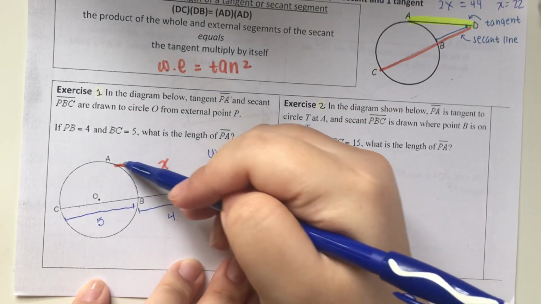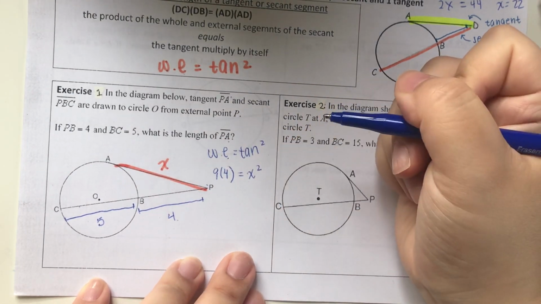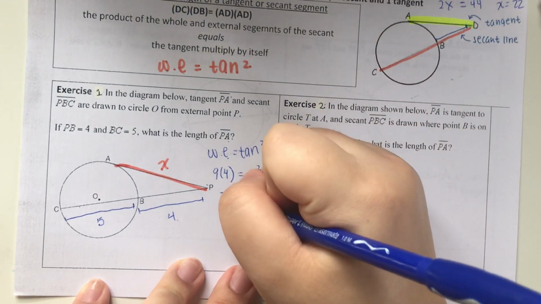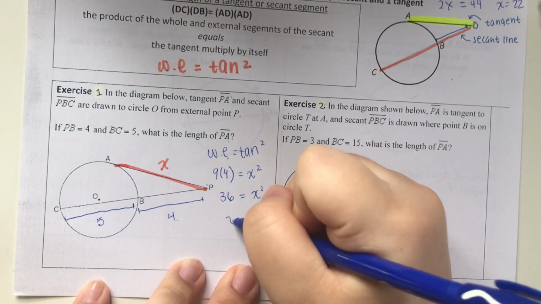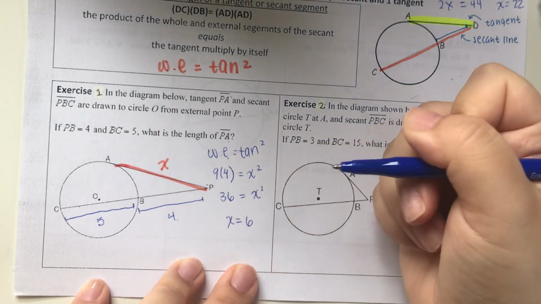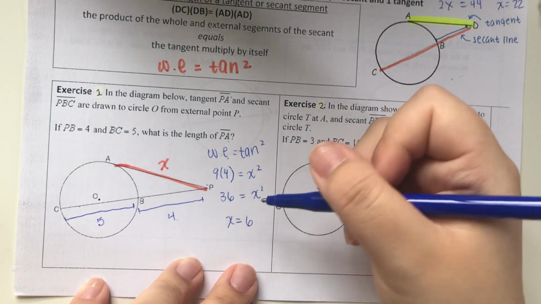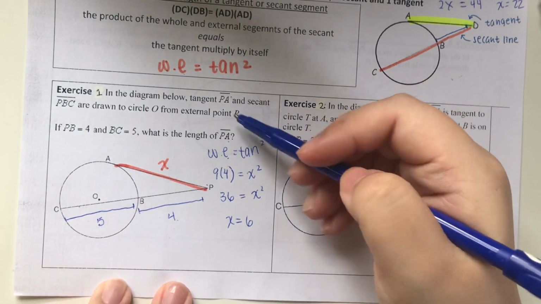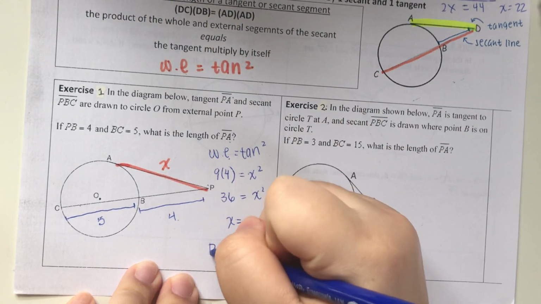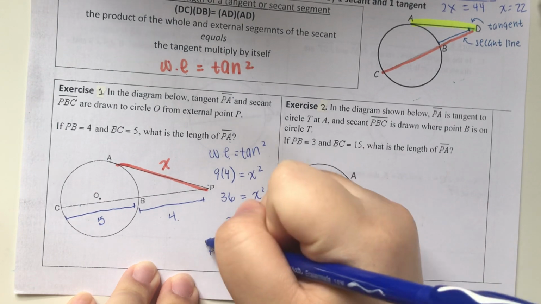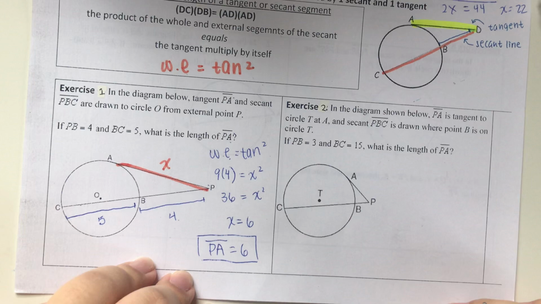So tangent line is PA. I need to look for that, so I marked it as x to the second power. 4 times 9 is equal to 36, is equal to x to the second power. Taking the square roots, so x is equal to positive 6. Since we're talking about distance, our final answer cannot be negative, okay? So therefore, that length of PA is going to be equal to 6. Not bad, right? Pretty straightforward.